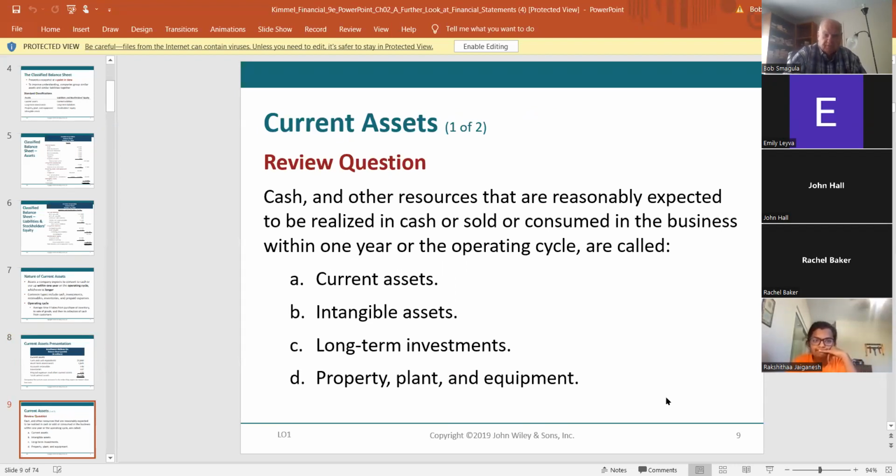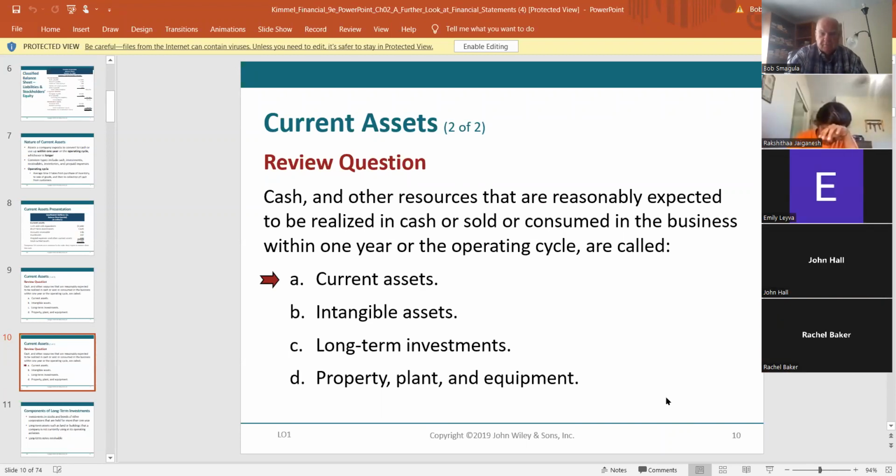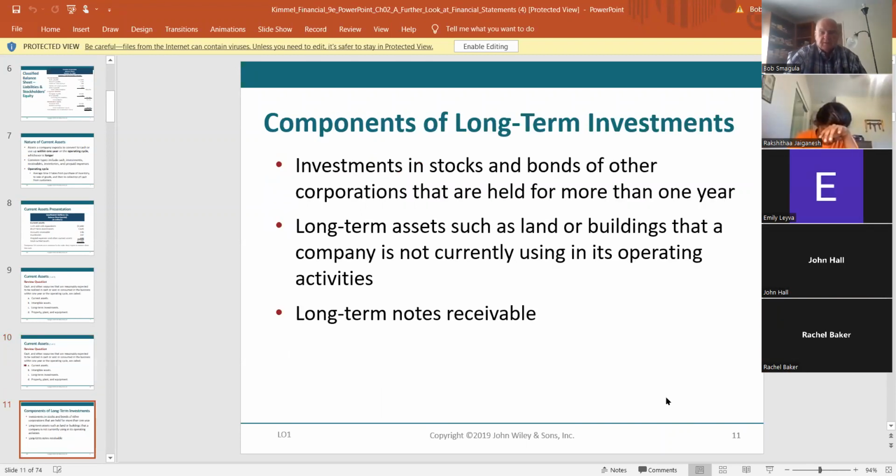Review question. Cash and other resources that are expected to be realized in cash or sold or consumed within a year are called current assets. I bet we all got that one right, huh? Current assets.